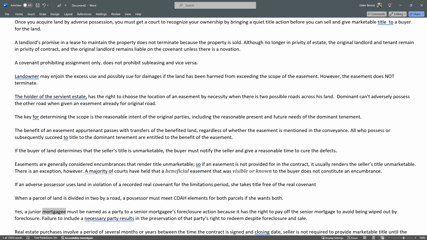Yes, a junior mortgagee must be named as a party to a senior mortgagee's foreclosure action because it has the right to pay off the senior mortgage to avoid being wiped out by foreclosure. Failure to include a necessary party results in the preservation of that party's right to redeem despite foreclosure and sale.